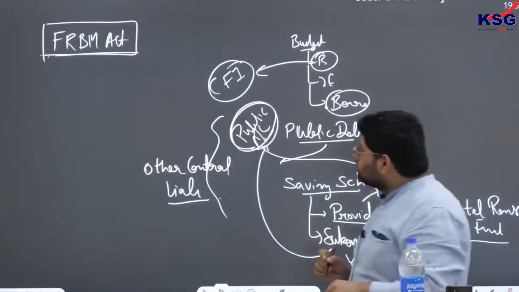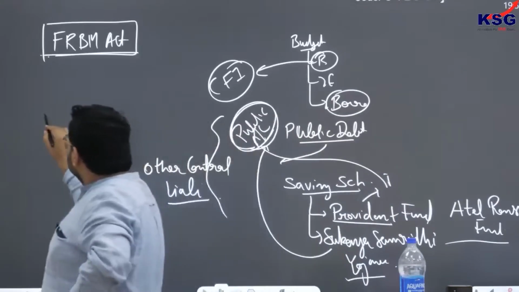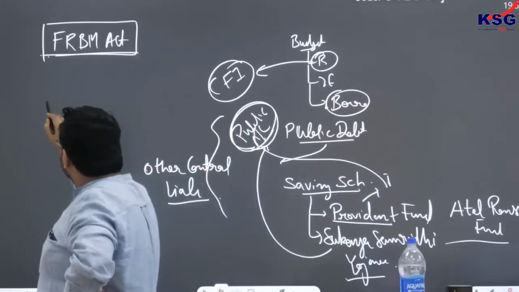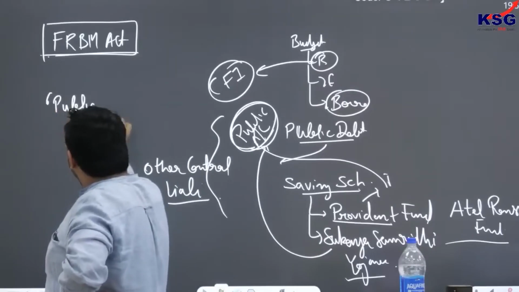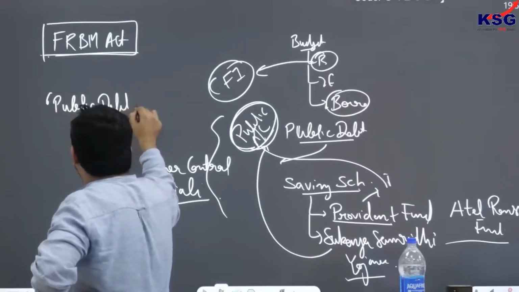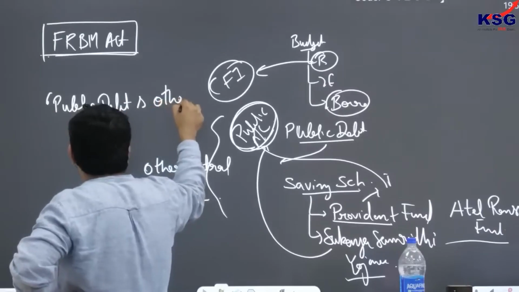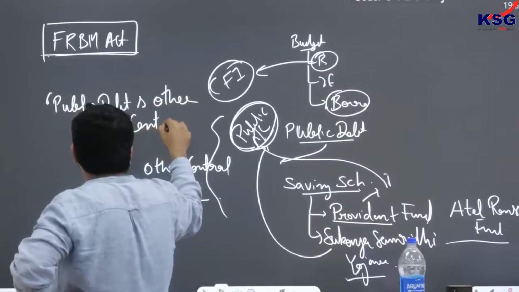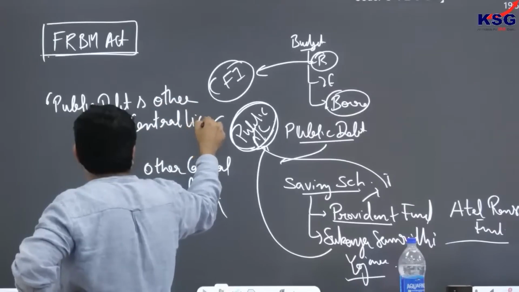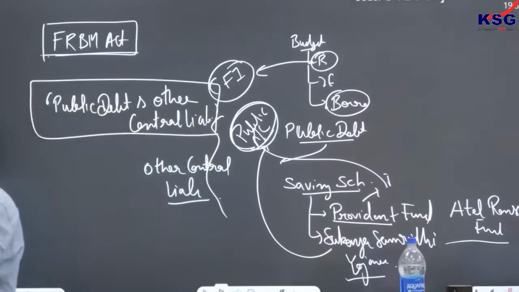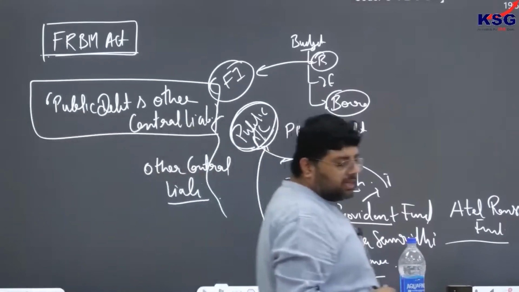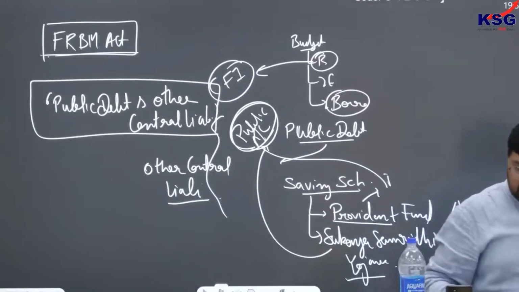The Government of India, or RBI, presents one annual report with the title Public Debt and Other Central Liabilities. So you must know this thing. The report is annually presented by RBI, and that is known as Public Debt and Other Central Liabilities. Clear?